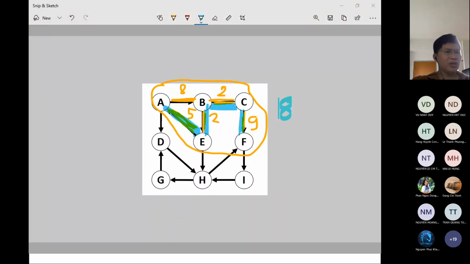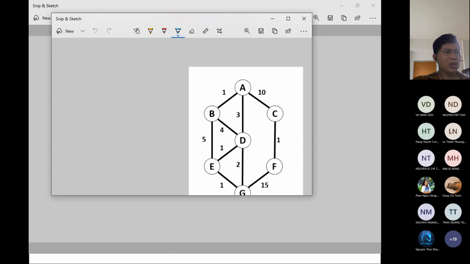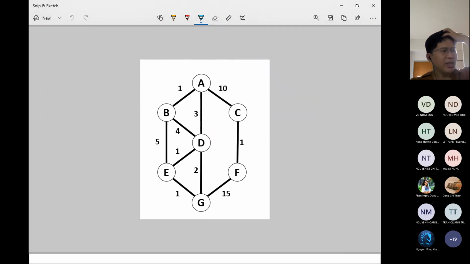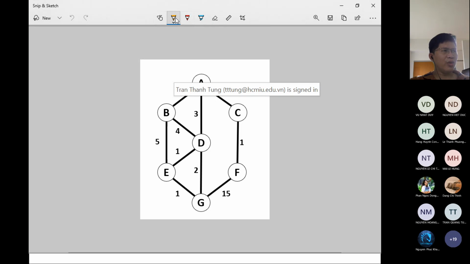So everyone, please try to run the algorithm to find the minimum spanning tree. The goal is, you see, we count the number of vertices: 1, 2, 3, 4, 5, 6, 7. So when we have seven nodes, it means that we need only 6 edges to link all of them together.